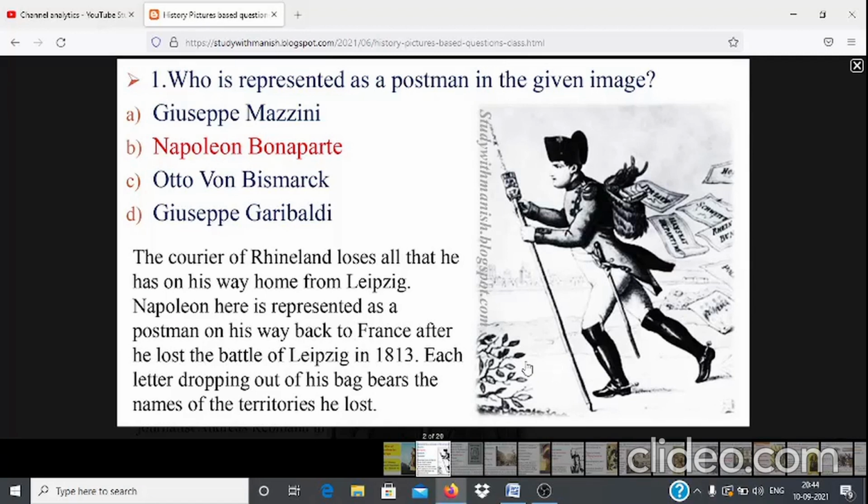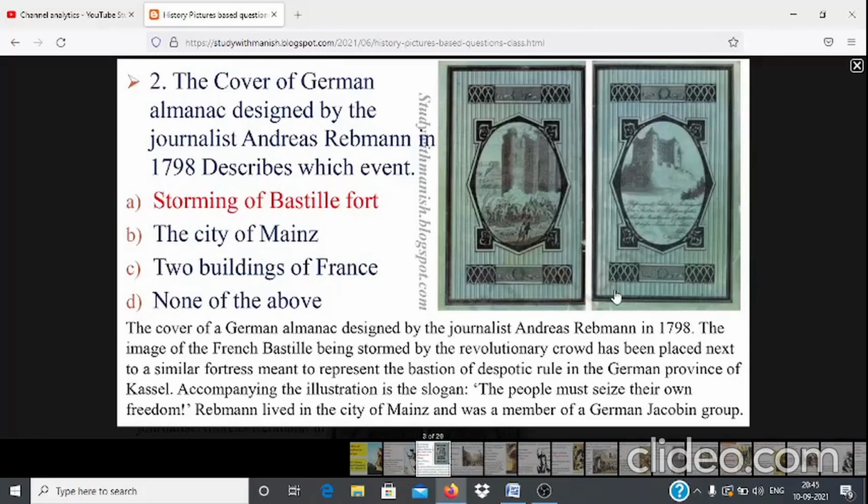The first question is, who is represented as a postman in the given image? And the options are A. Giuseppe Mazzini, B. Napoleon Bonaparte, C. Otto von Bismarck, and D. Giuseppe Garibaldi. And here the answer is Napoleon Bonaparte. Question number 2.